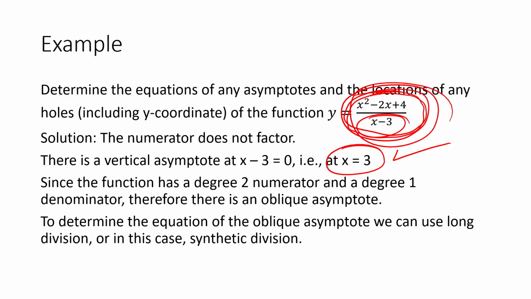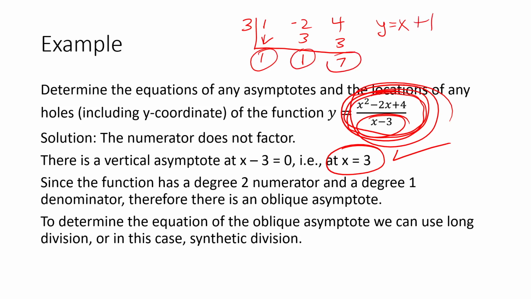We've got this expression here, so we're going to take that x minus 3. We'll represent that by putting a positive 3 to the left. And we've got x squared minus 2x plus 4. So we'll represent that by writing a 1, a negative 2, and a 4. We'll drop down the 1. 3 times 1 is 3. Negative 2 plus 3 is 1. 3 times 1 is 3, and 4 plus 3 is 7. So we're going to be able to say that y is therefore equal to 1x plus 1 plus 7 over x minus 3.